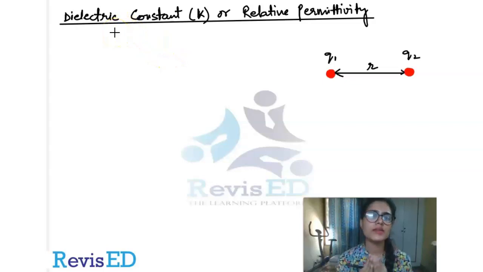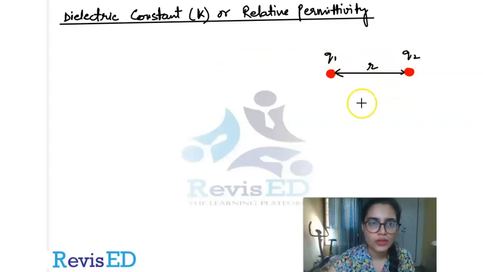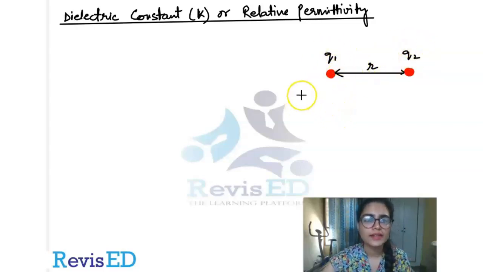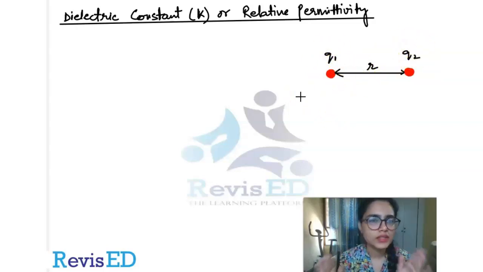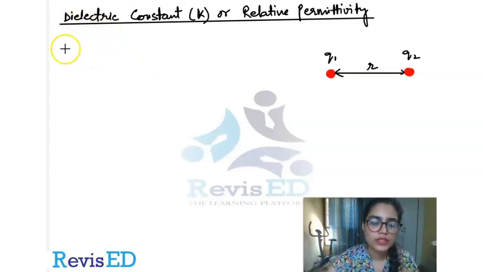So in this derivation, we are going to derive a relation as stated by the topic. Before that, this is the diagram that we have considered for previous derivations also. Let us understand what the diagram says. The diagram represents two point charges, Q1 and Q2, separated by a certain distance R.